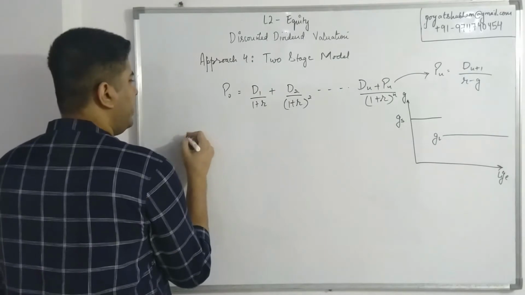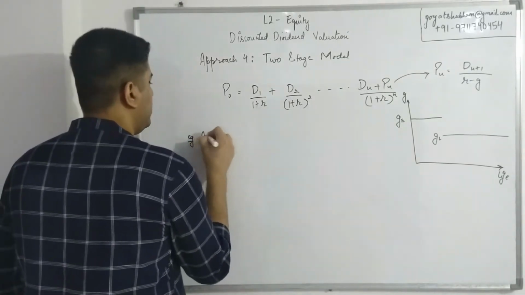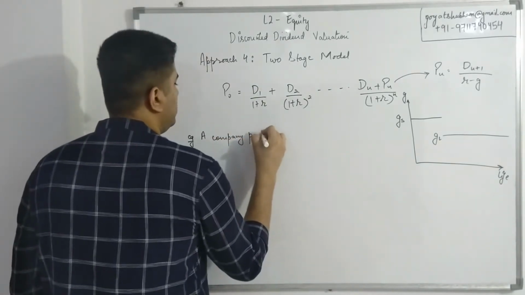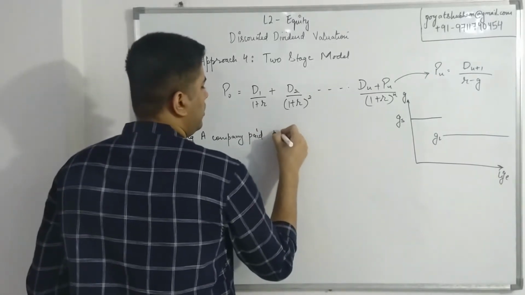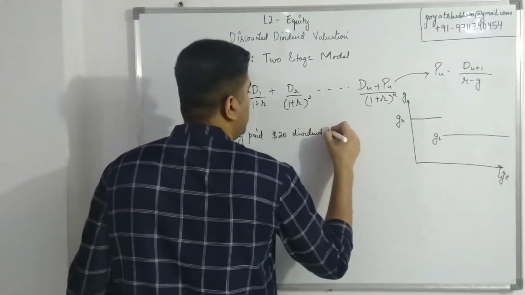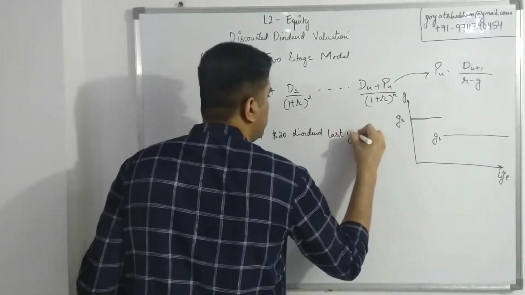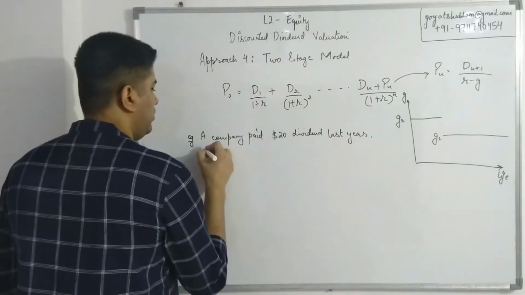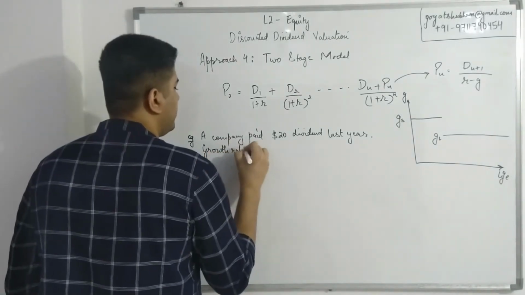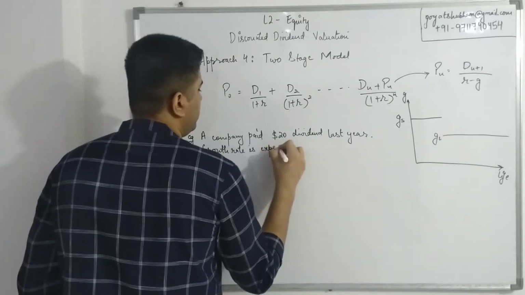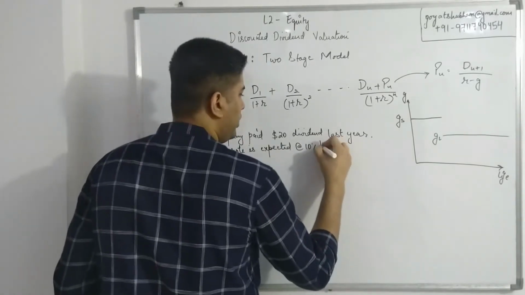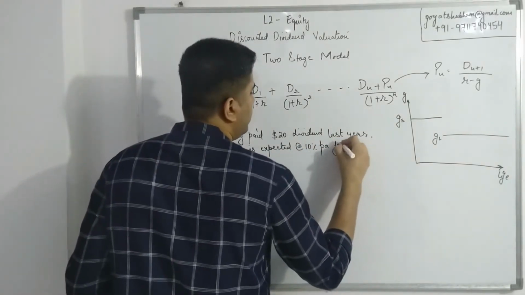So a fairly basic example. A company paid $20 dividend last year. Growth rate is expected at 10% per annum for the first 2 years.